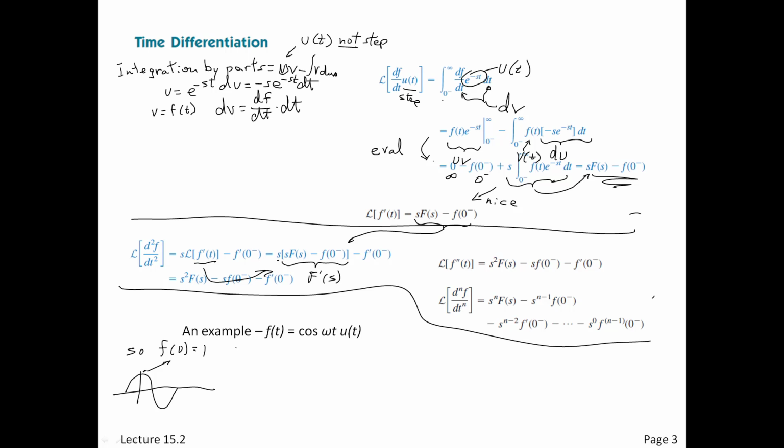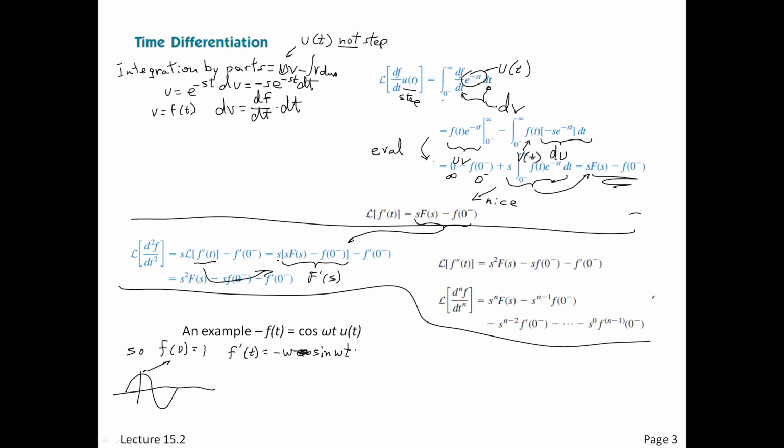And we also know that the f prime of t is equal to, if I take the derivative of this, I get what? Minus omega cosine, well, stop there, sine of omega t, and the u of t comes along. All right.